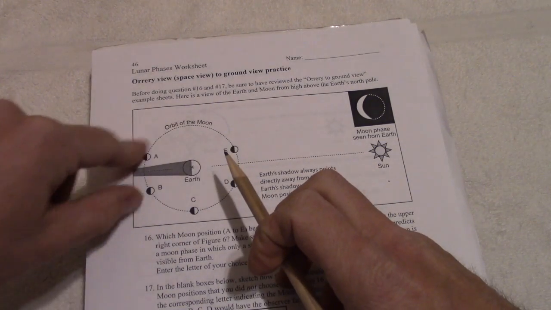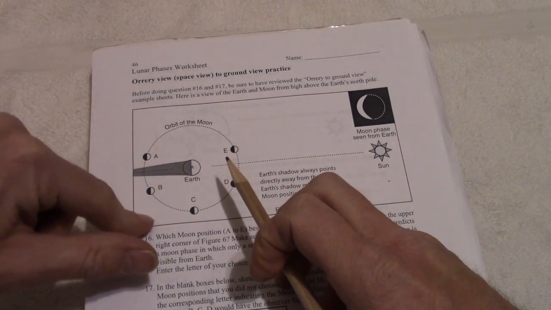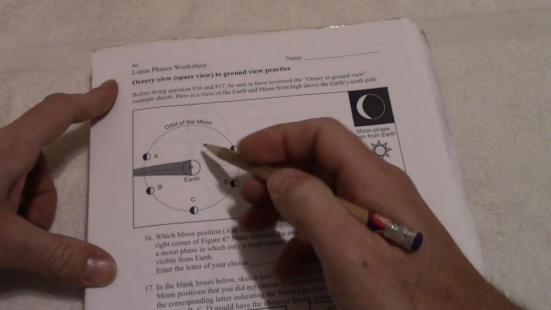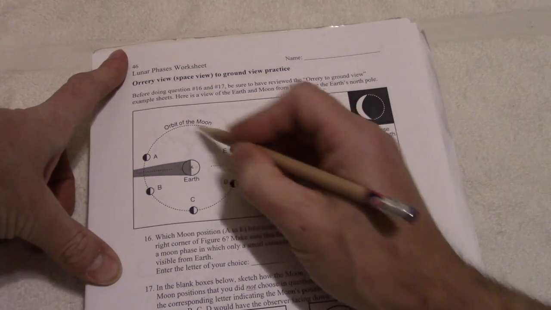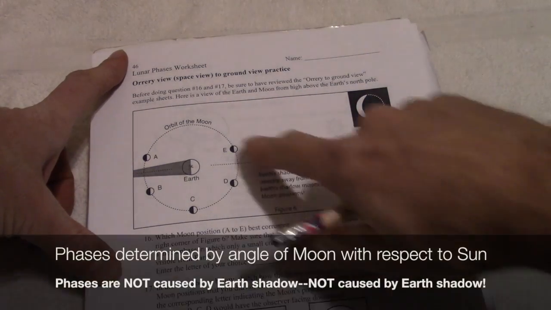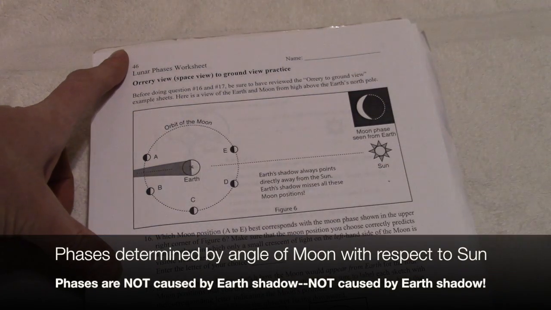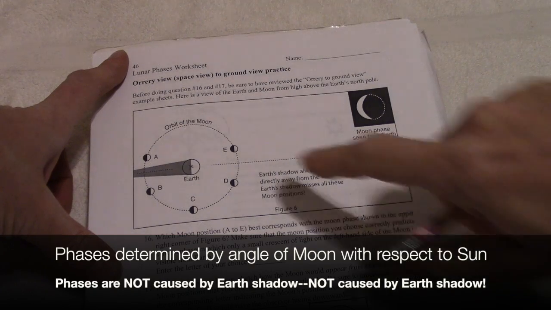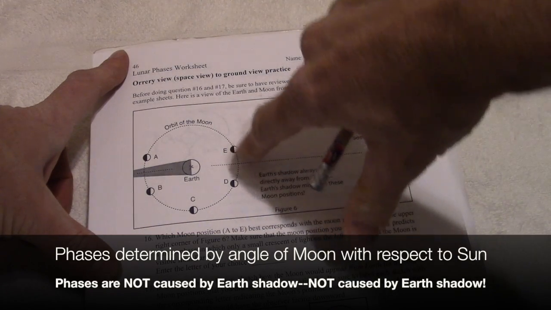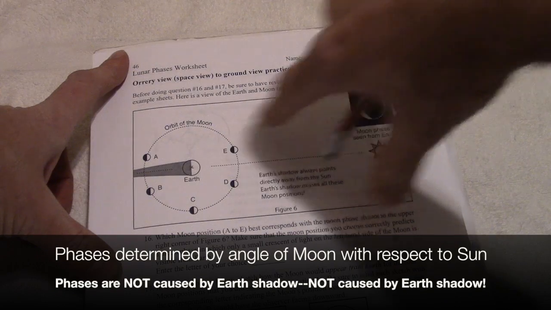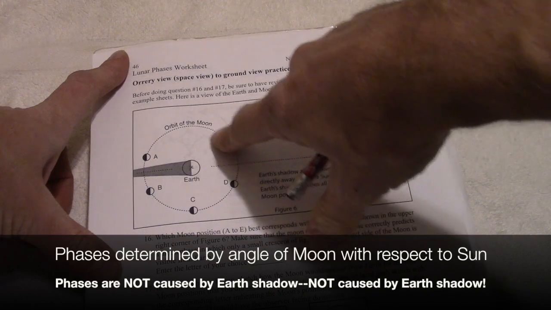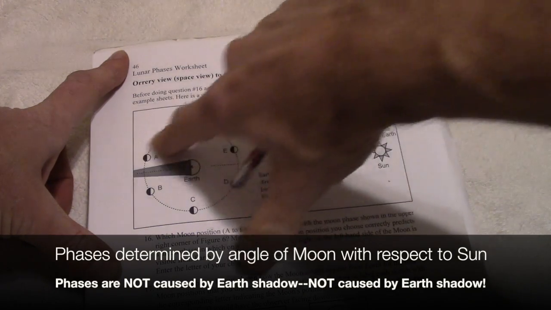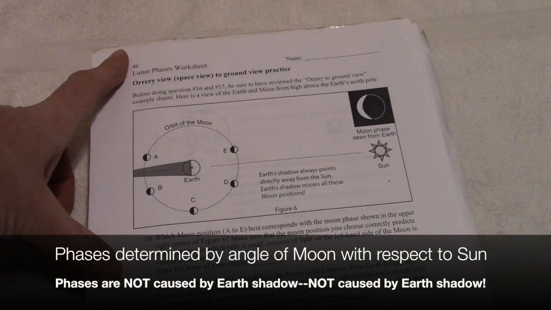And you'll notice that the Moon is not in the Earth's shadow, but even though the Moon is not in the Earth's shadow, we would definitely see it going through all of the different phases, because the Earth's shadow does not cause the Moon phases. The Moon phases are due to the position of the Moon with respect to the Sun on our sky. Another way to say that is it's caused by the angle that it is with respect to where it is in its orbit around.